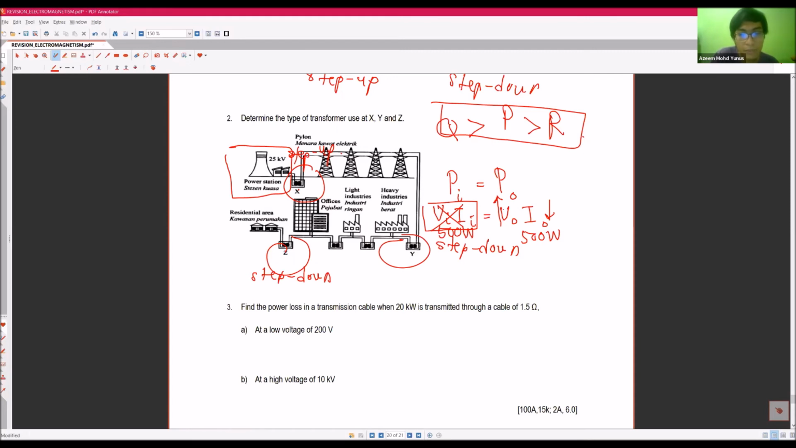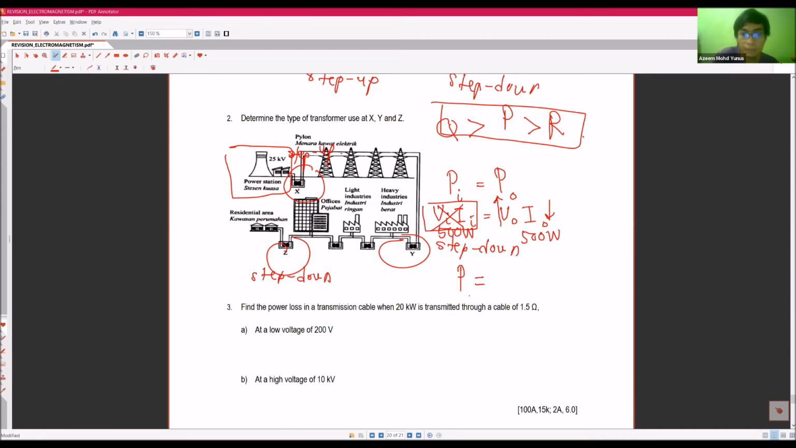We increase the voltage, we use the step-up transformer. In order to do that, we need alternating current. So the power station must use an alternating current generator. Why do we need to increase the voltage? Because we want to reduce the current. Why do we want to reduce the current? Because we want to reduce power loss. Then this is the final answer.